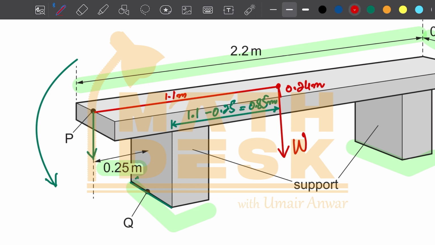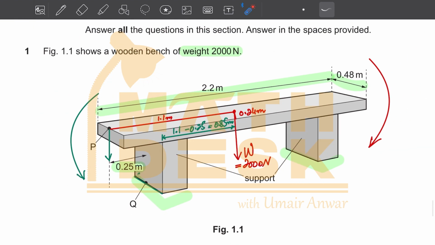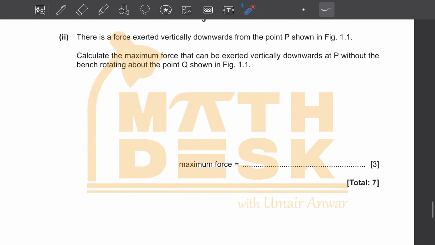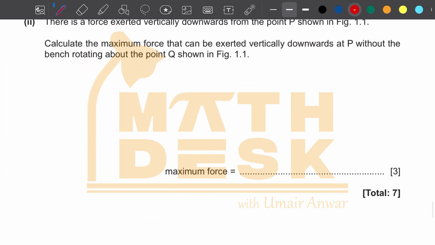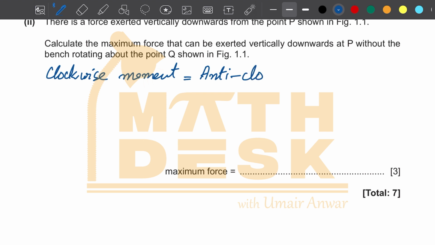So we are going to use these values. The value of weight is 2000 Newton and its distance is 0.85 meters. Then there is a force P creating an anticlockwise moment at a distance of 0.25 from the pivot. So first I'm writing the principle of moments here, that clockwise moment should be equal to anti-clockwise moment.